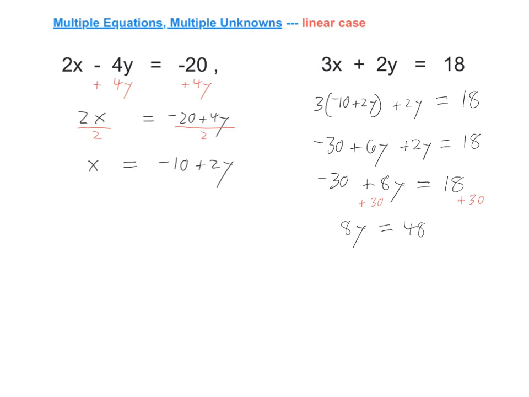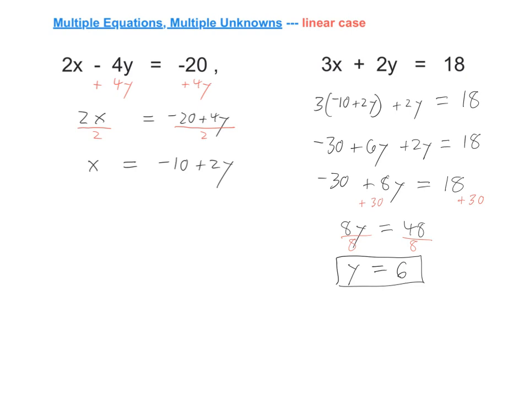And now I'm going to divide both sides of the equation by 8. And when I do that, I get 8y over 8, which is just y, equals 48 over 8 is 6. So now I've determined that y equals 6.